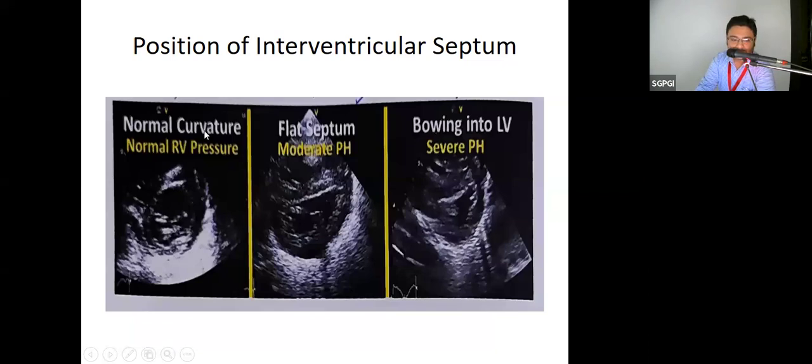So as you can see, this is the normal curvature, in which there is normal RA pressure. Here, due to moderate PH, the septum is flat. You can see the septum is flat here. And because of the high amount of pressure, the septum has bowed. This is the left ventricle. This is the right ventricle. The septum has bowed into the left ventricle.